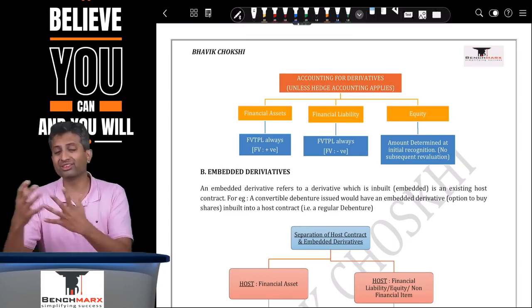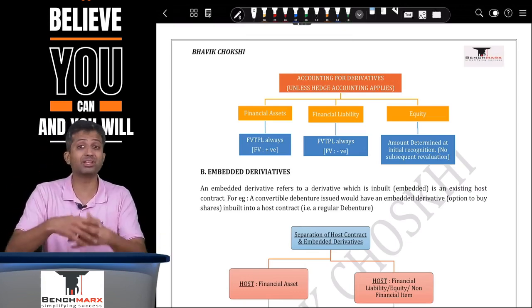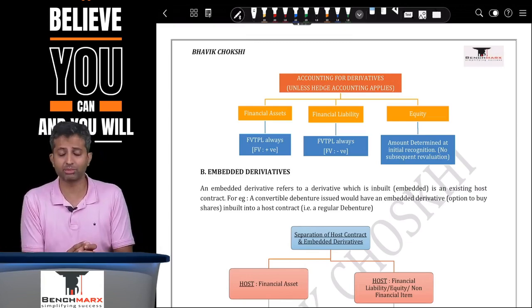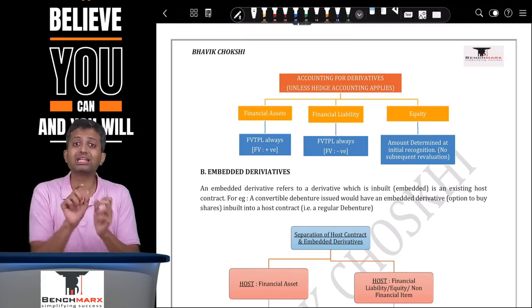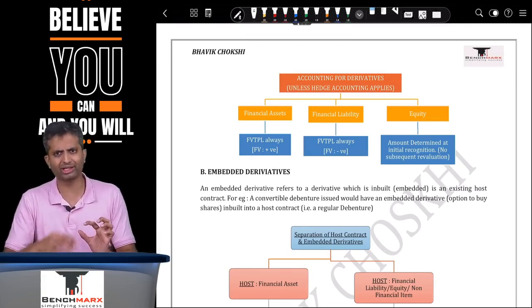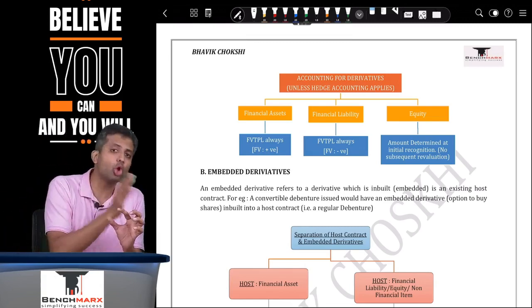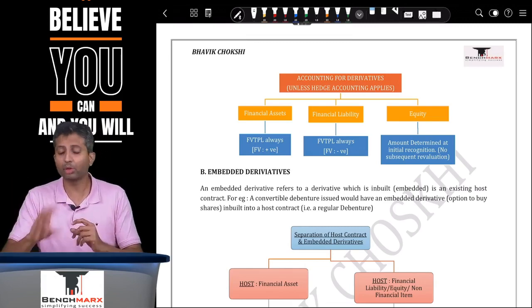Or if the host contract is an equity instrument like equity shares, or if it is a non-financial item like a sale or a purchase agreement, then the standard says that the separation will have to be done if the economic characteristics of the host contract, let's say the debenture, are not closely related. That is, it is different from the embedded derivative.